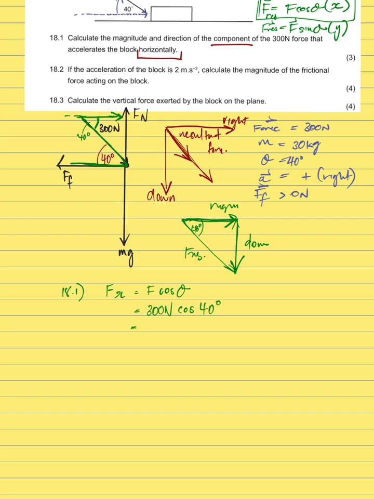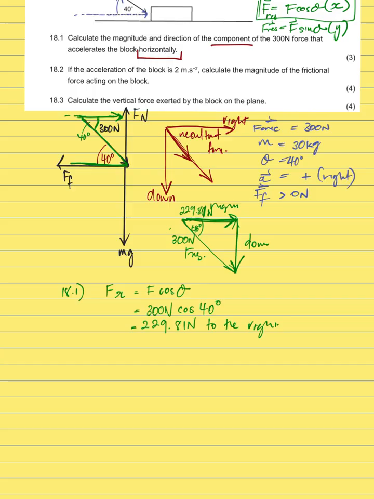And that's going to give me 229.81 newtons to the right. So now I know that this value here is 300. I also know that this one is going to be 229.81 newtons. So I've got 2 bits of information there.